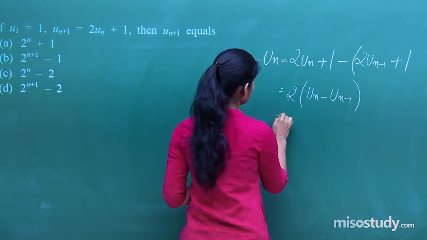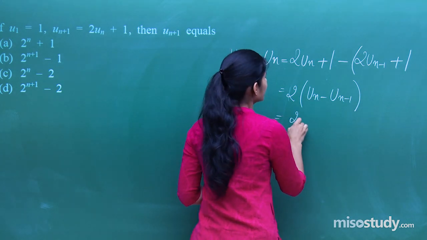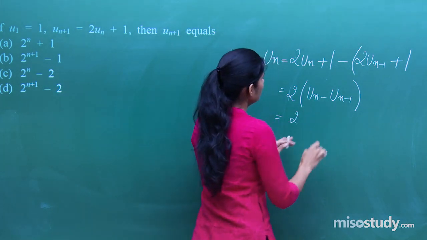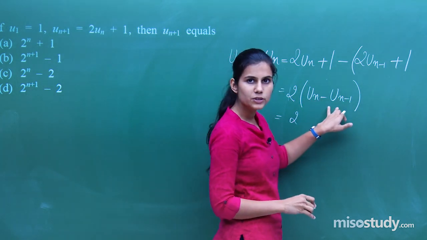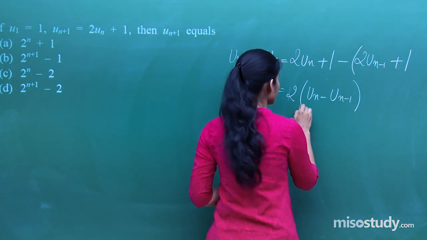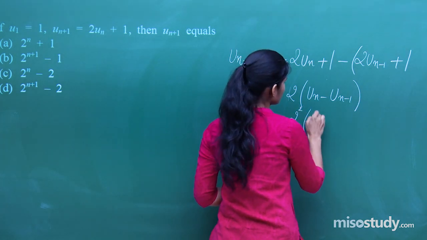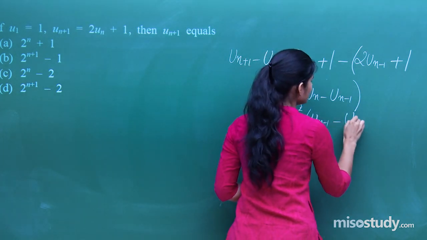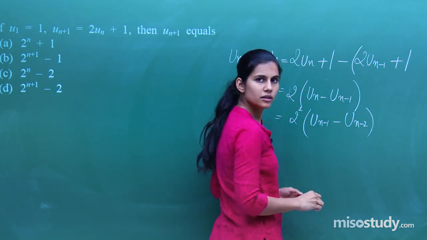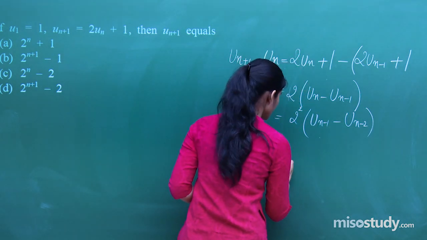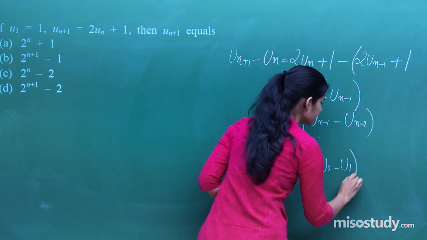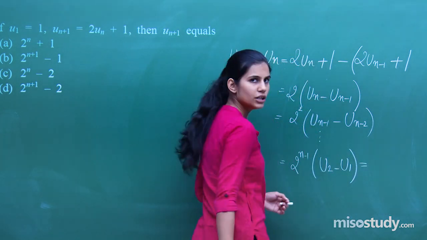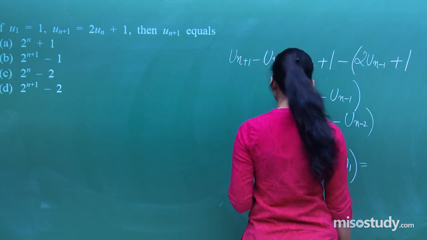Right? Now, next what? This is again twice of, what is this? So, un plus 1 minus un is un minus un minus 1. Un minus un minus 1 will be twice of, again since 2 squared, un minus 1 minus un minus 2. And this is going to go on. You will be left with 2 to the power n minus 1, u2 minus u1. u1 is 1, and what is u2?